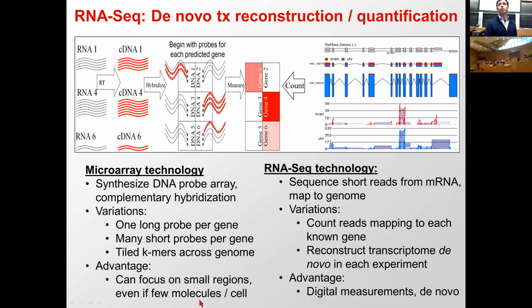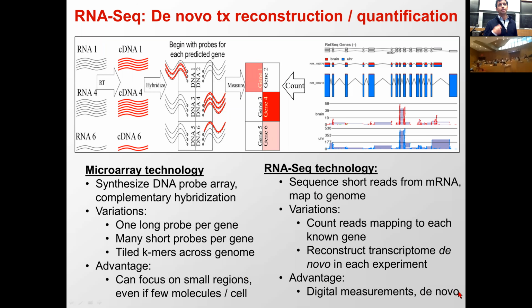So if what you care about is 100 genes in your pathway, you don't need to worry about all these other genes in the genome and all the measurements they will lead to, giving you much more bang for your buck, if you wish. The advantage of RNAseq is that they're digital measurements. You're not just looking at hybridization, you're actually counting molecules, and it is completely de novo. You don't need to know of that gene in advance.